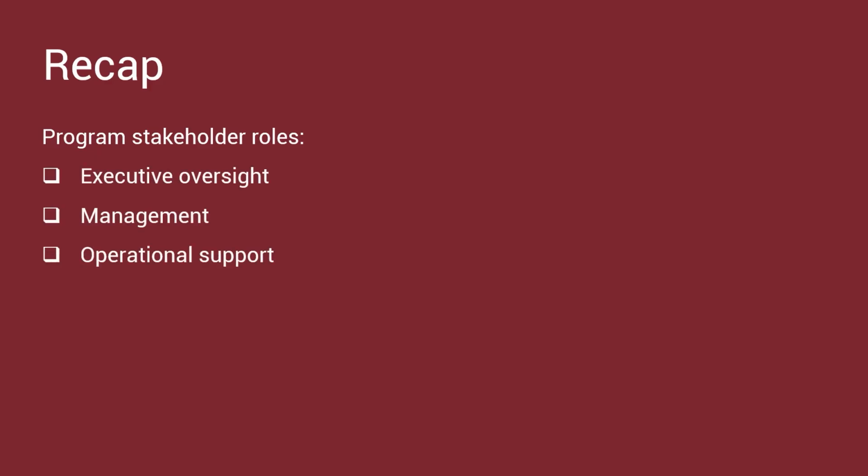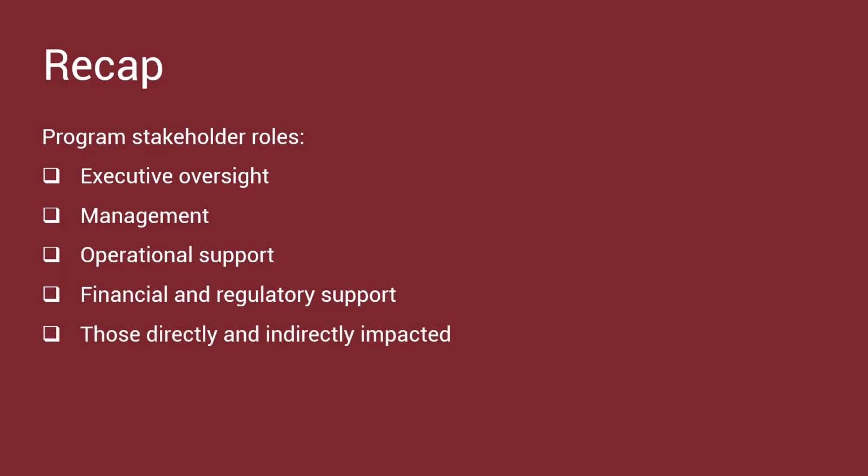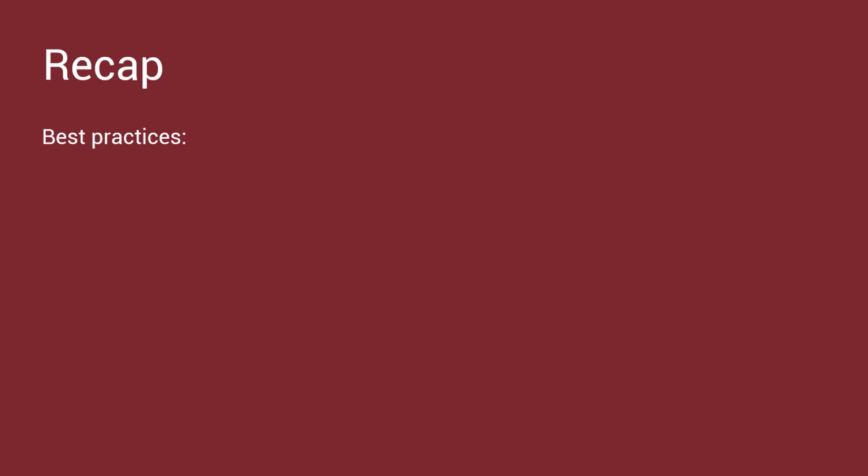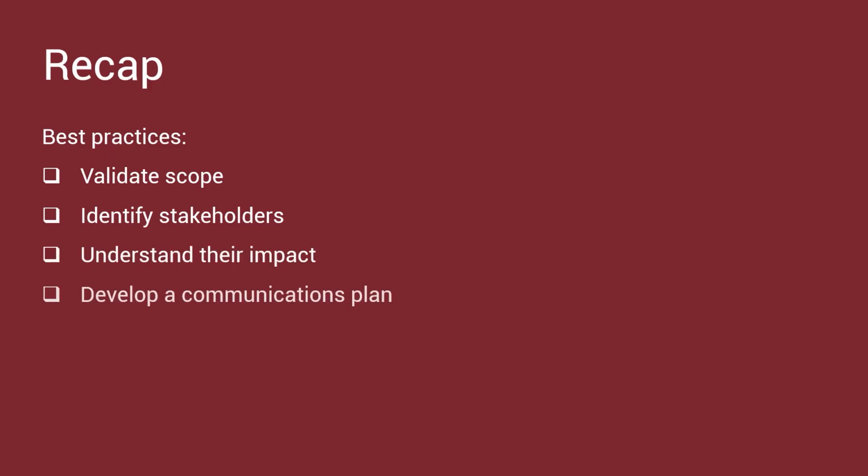In this video, you learned that you will need many stakeholders in a variety of roles to successfully implement your program, including executive oversight, management, operational support, financial and regulatory support, and those directly and indirectly impacted by the program outcomes. Follow best practices when managing stakeholders, including validating scope, accurately identifying stakeholders and understanding their impact, developing a communications plan, and engaging them regularly.